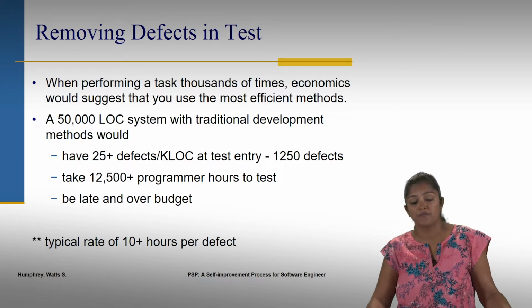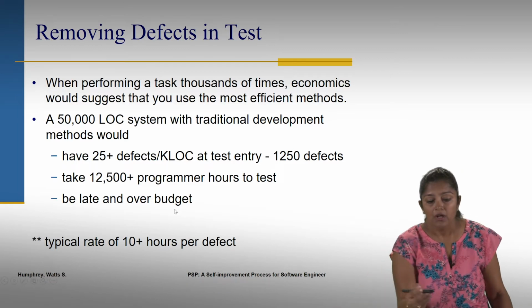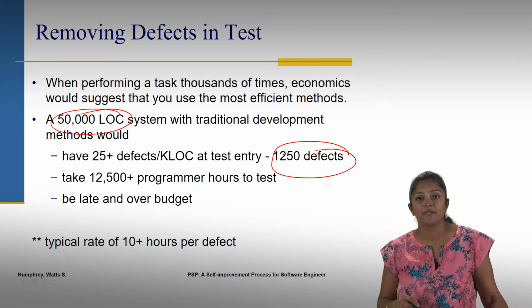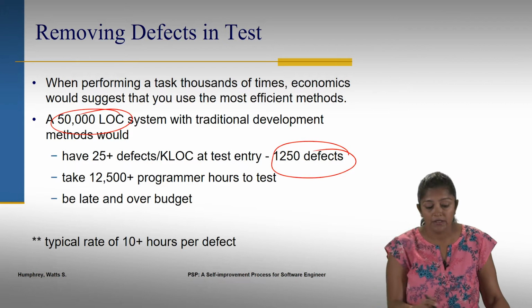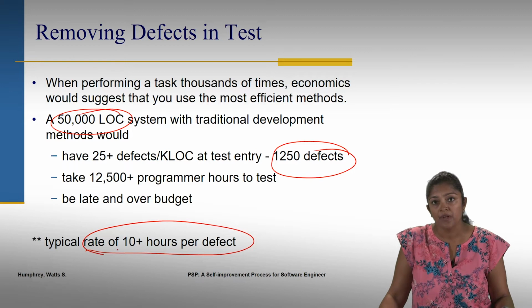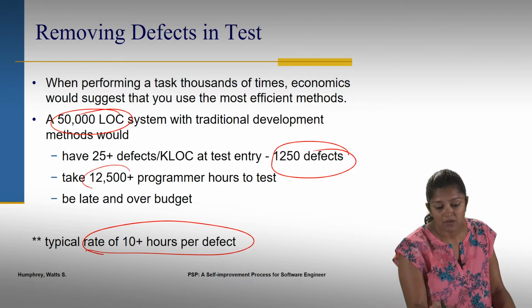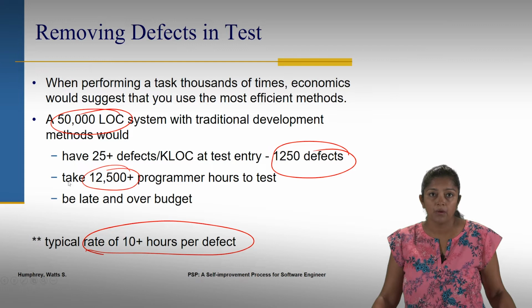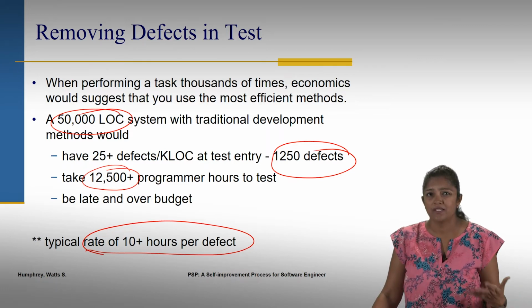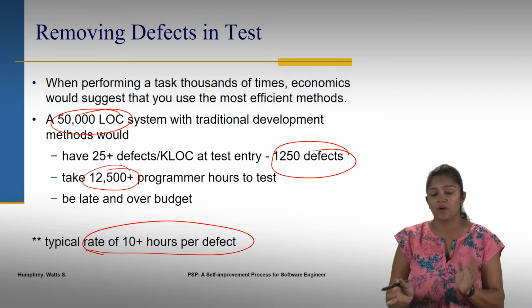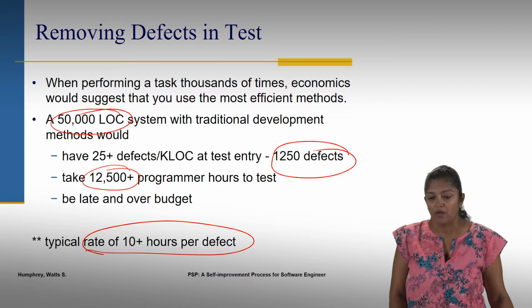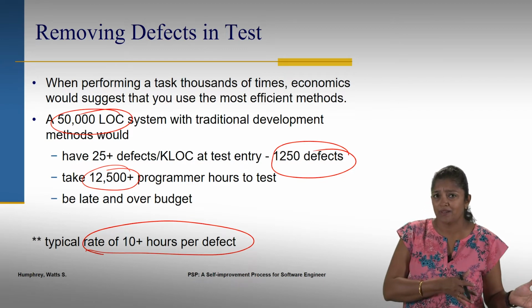So if we consider this 50,000 lines of code that we have, it basically means that we might end up with 1,250 defects. And the typical rate of fixing a defect is said to be 10 plus hours. So what that means is 12,500 plus programmer hours to test and fix those defects. So that's the kind of economics that I'm talking about. That's the reason we keep saying testing is ineffective, and we want to, right from the beginning, put a quality product into testing.